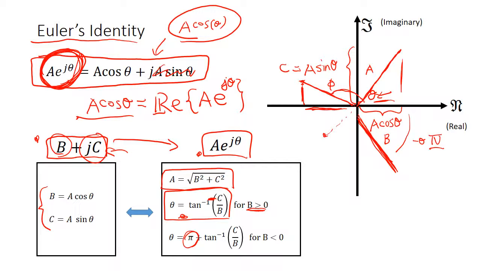So remember, the main takeaway from this slide is that if you have something in the form of a sinusoid, the relationship between the sinusoid and the complex phasor notation looks like this.